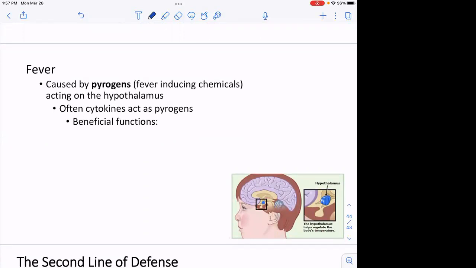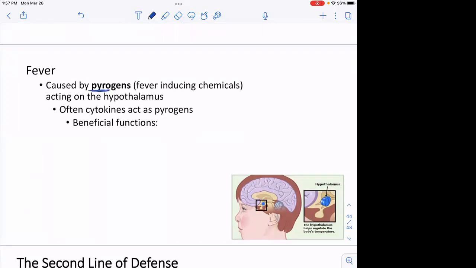And when does a patient have a fever? How do we get a fever? It's when certain molecules called pyrogens, so that prefix pyro means fever inducing, act on an area of the brain called the hypothalamus. Okay, so that's deep in the brain. That's our body's thermostat, basically. So when pyrogens act on the hypothalamus, that can up our body temperature a little bit.